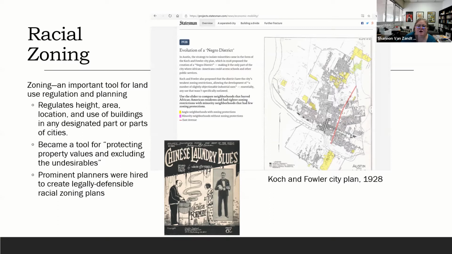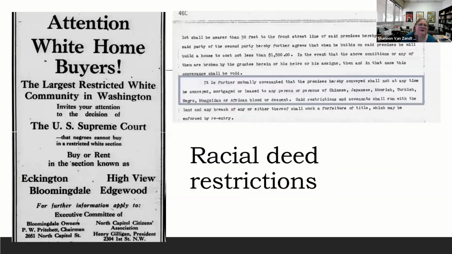What you see here is a Koch and Fowler city plan from the city of Austin that talks about the evolution of the Negro districts in Austin and shows them. I wish I could show you, but this is actually one of those little slider tools that shows how these zones have changed over time. You can compare where African Americans were allowed to live in the 1930s to where they currently live relative to the city of Austin, and you will see a definite overlap, a definite relationship. You're just going to have to trust me on this one, but I'm going to show you some examples in a minute. You'll also see explicitly racial deed restrictions.